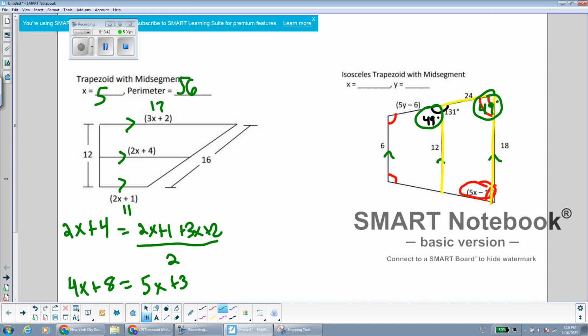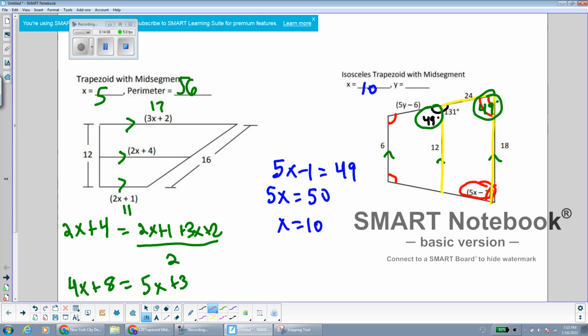And since we know in an isosceles trapezoid, the base angles are congruent to each other, I can set up the equation that says the bottom base angle, which is represented as 5x minus 1, is equal to 49, the other bottom base angle. So adding 1 to both sides, I have 5x is equal to 50. And then dividing both sides by 5, I have x is equal to 10.